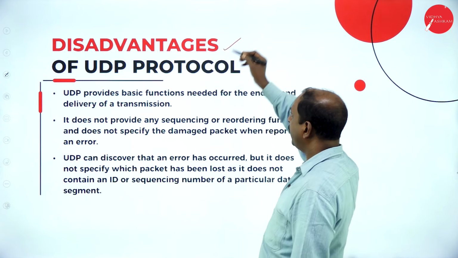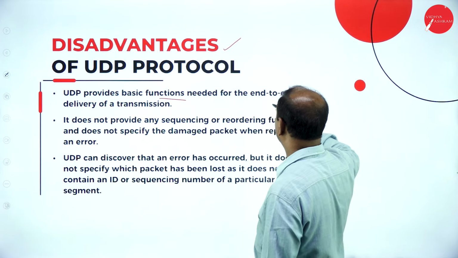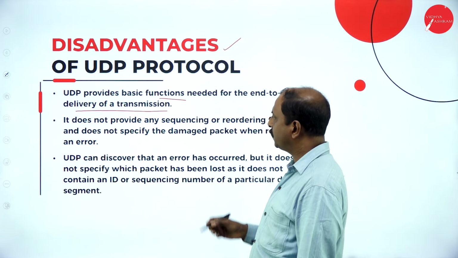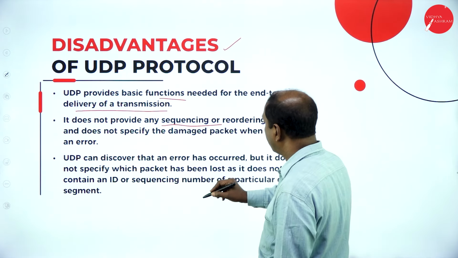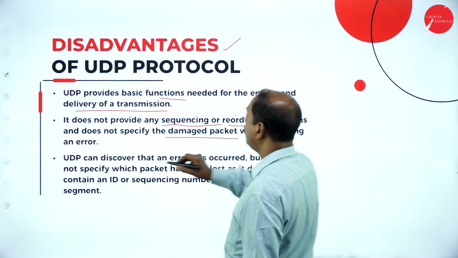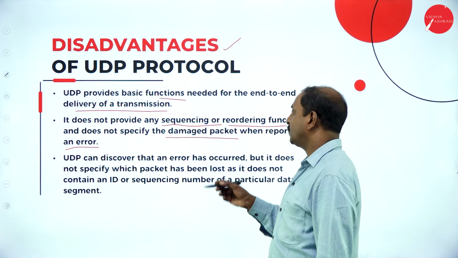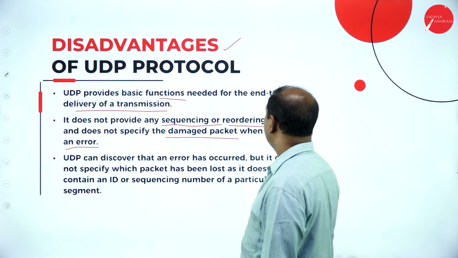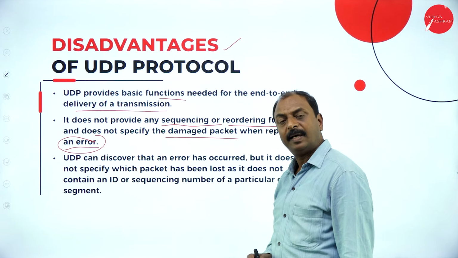Next, what are the drawbacks or disadvantages of UDP? It provides the basic functions needed for end-to-end delivery of data transmission. It provides end-to-end communication between two devices, but it does not provide any sequencing, as we saw in the previous slide, or reordering functions, and it does not specify the damaged packet when reporting an error. These are its main drawbacks. As there is no sequencing, there are chances of data loss or data damage during transmission in the computer network, and it does not report the different types of errors or the packets that are damaged or lost.